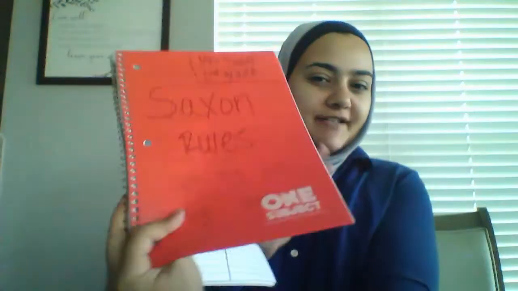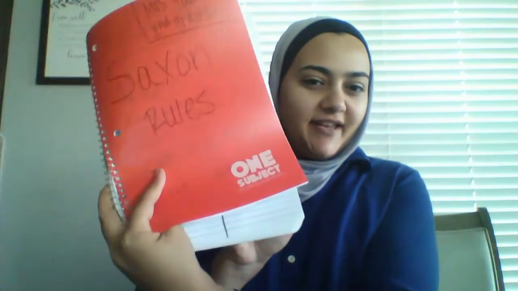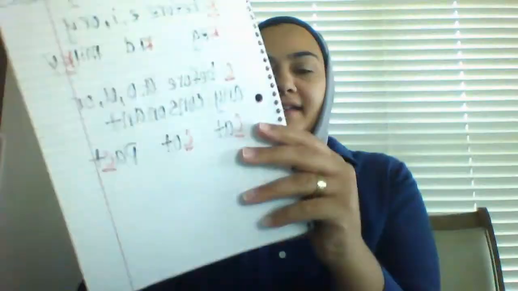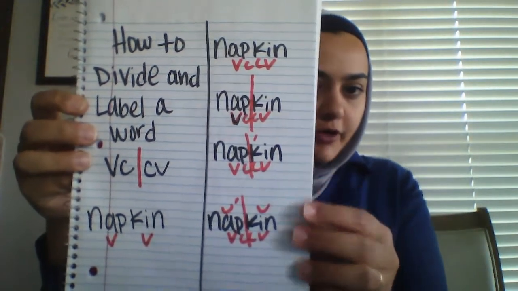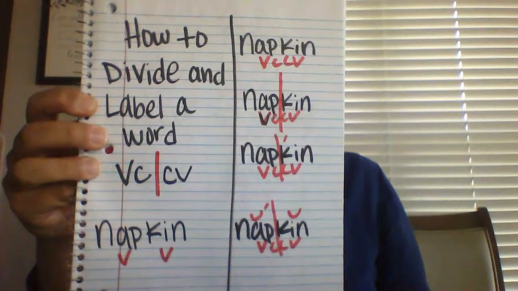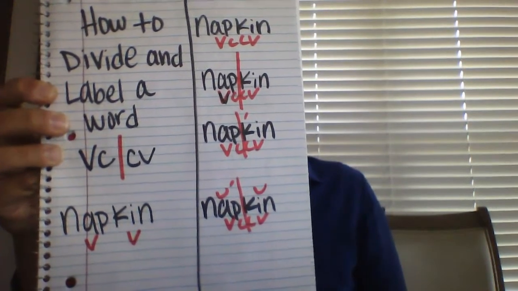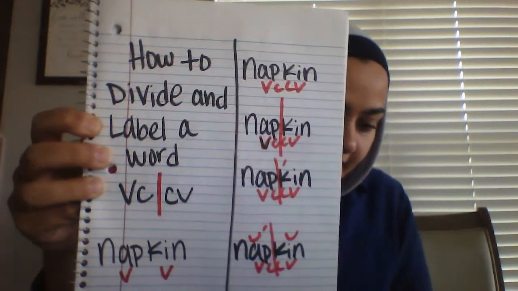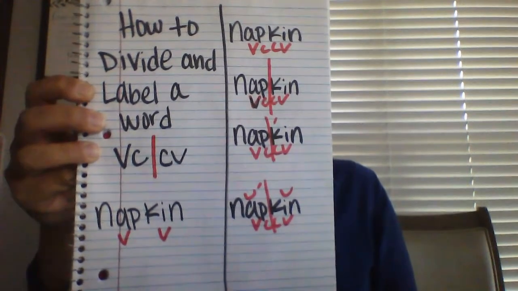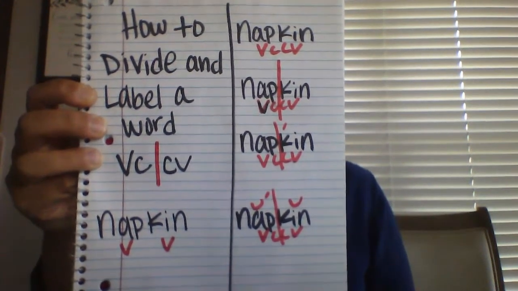So you need to make sure you have your notebook that says the Saxon rules, and then you're going to copy this down. This is our new rule card, okay? These letters stand for the vowel pattern: vowel, consonant, consonant, vowel. I'm going to show you this, and I need you to copy it down.